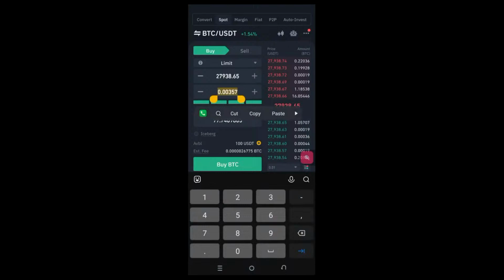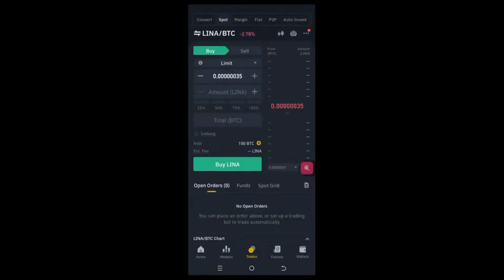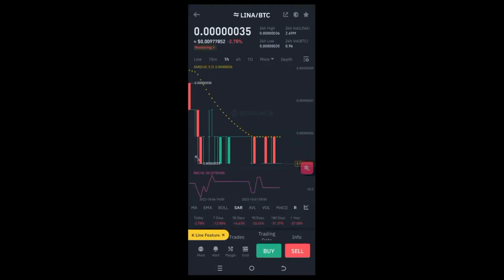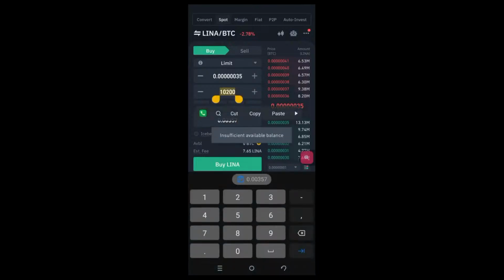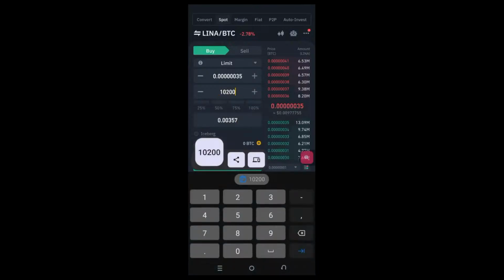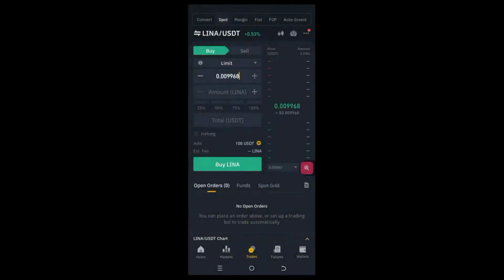Then let's go copy it and then go to Lena BTC. All right, here it is. I hope this is going to work for us because that's going to make it all make sense. So let's put that in here quickly and buy. Make it snappy. That's 10,200. Let's copy that and quickly go and see how much this will give us in Lena USDT.